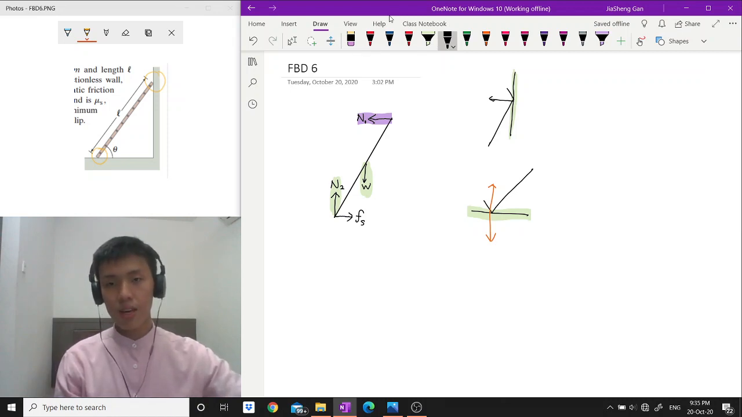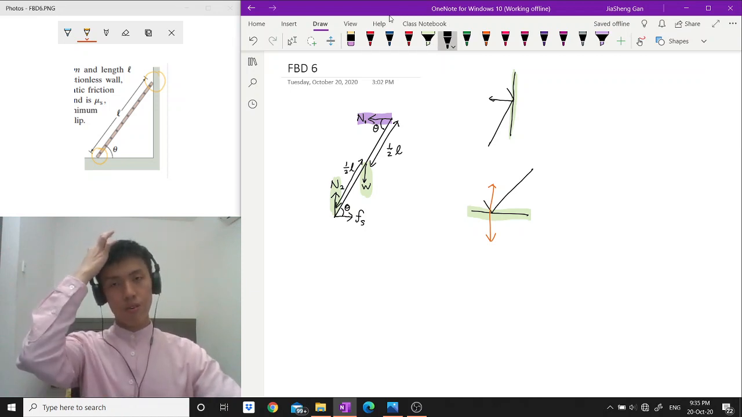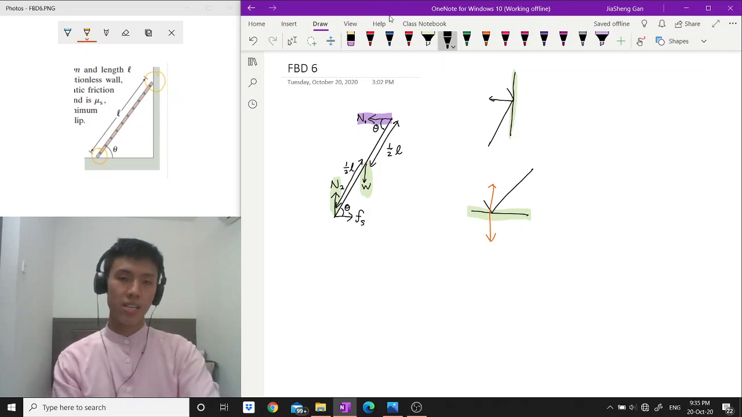They only give you L, they give you theta, so you can label this as theta. If you label this as theta, because N1 and FS are parallel, that's why you can label this as theta as well. Then you can label this as half of L. And you can label this as half of L. Okay, so that's it for free body diagram for a ladder. A classic example.